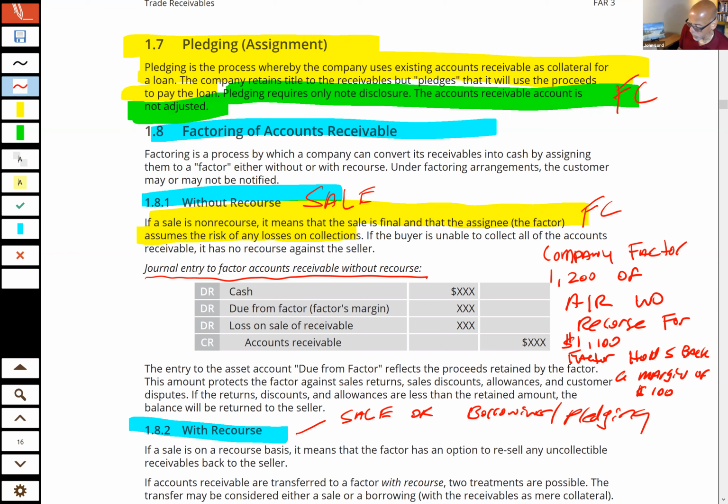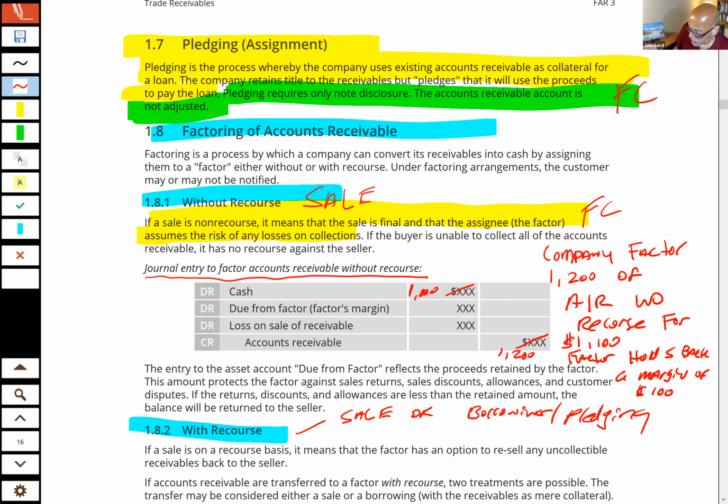Okay, so what do we do? Well, first off, why don't we go ahead and credit the receivable for $1,200 because that's coming off the books because they're sold, okay? Then what? Then I'm going to sit here and I'm going to debit the cash, and up front, they're going to give me what?